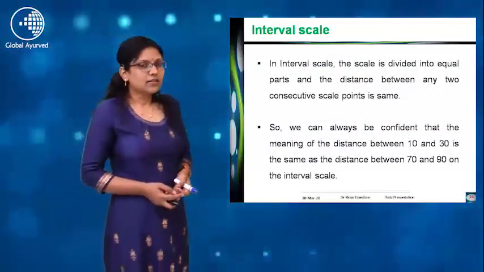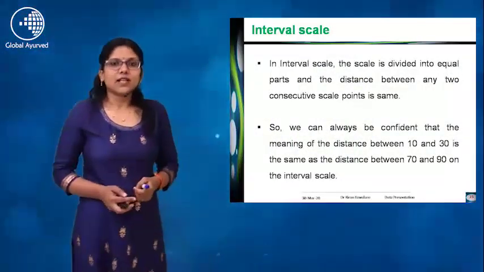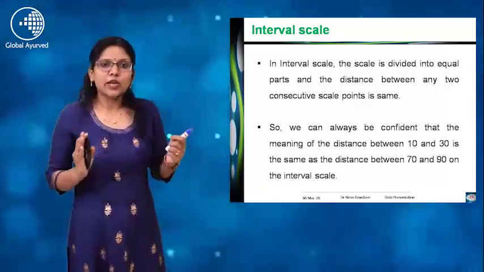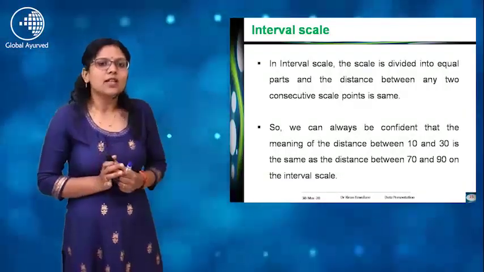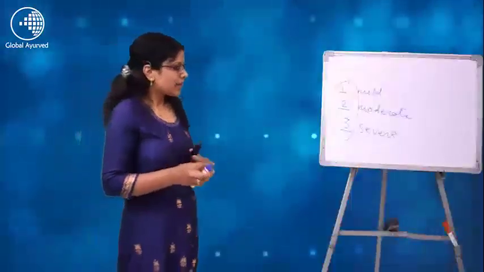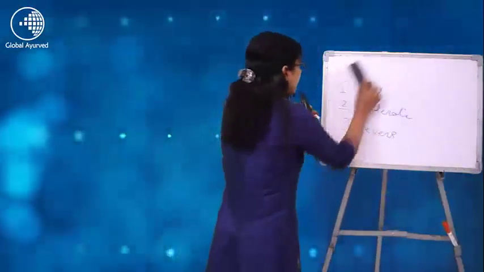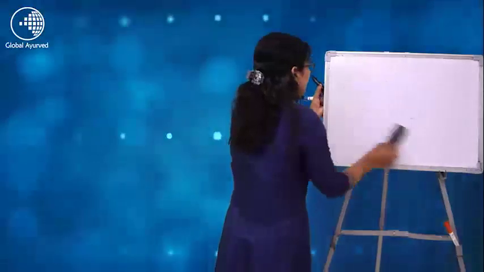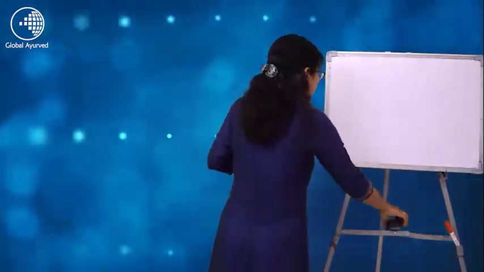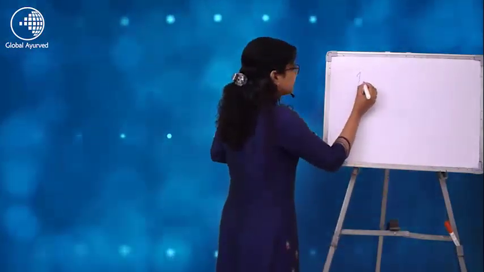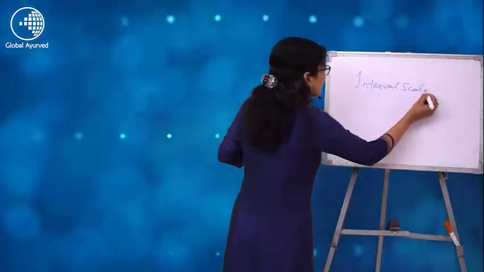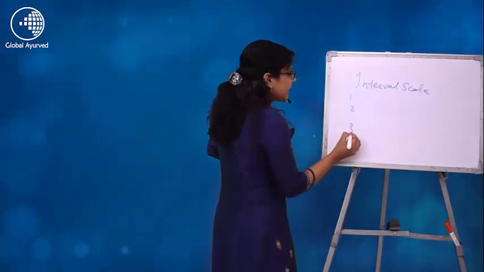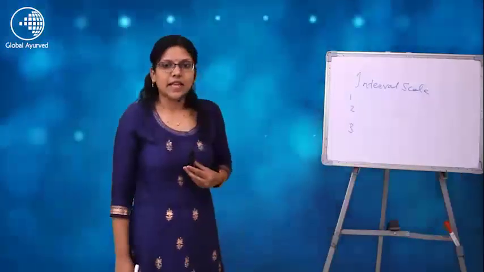Interval scale. Third scale is the interval scale. In the interval scale, the scale is divided into equal parts and the distance between any 2 consecutive scale points is the same. Means we can say that the third scale, that is the interval scale, distance between any 2 points is same.